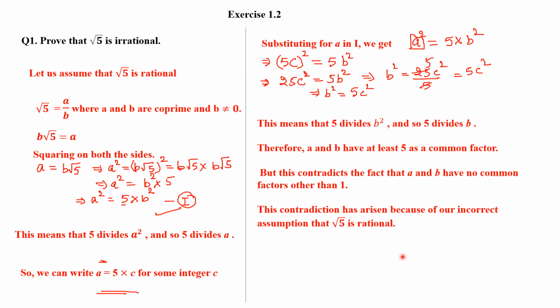And why has this contradiction come? Because of our incorrect assumption that root 5 is rational. So from here we can say that root 5 is an irrational number. Hope it is clear to everyone. Now I'm moving to another question.